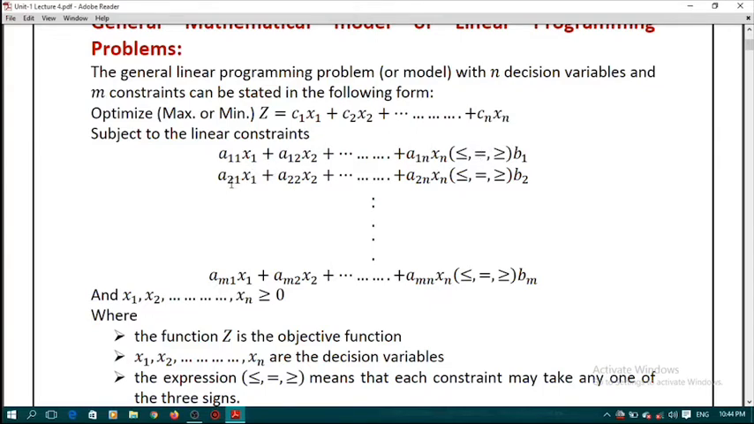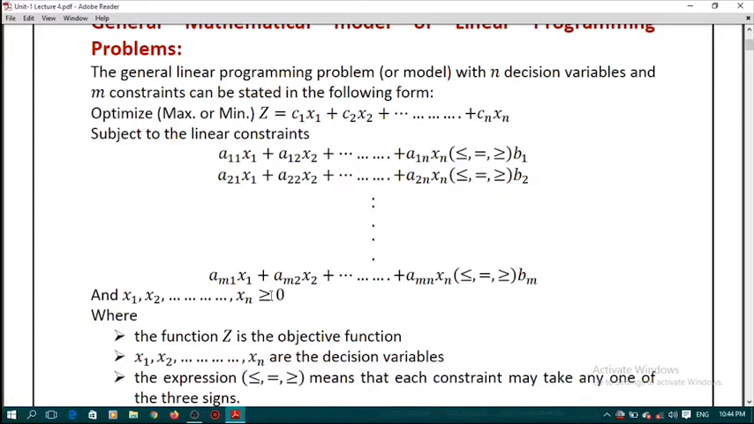Same for the next constraint, that is a21x1 plus a22x2 plus so on, and the last term is plus a2n xn, in a bracket less or equal to, greater or equal to, and b2. Continuing in this way, the last constraint is am1 x1 plus am2 x2 plus so on plus amn xn, in a bracket less or equal to, or greater than or equal to, bm, and x1, x2 up to xn, which are all greater or equal to 0.